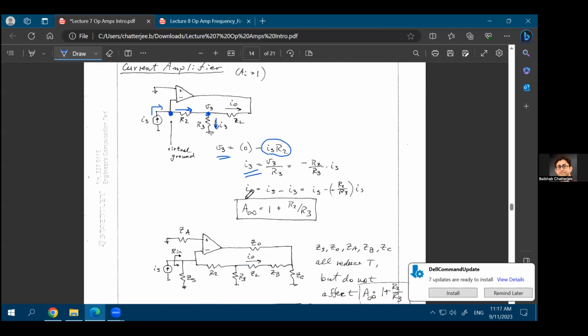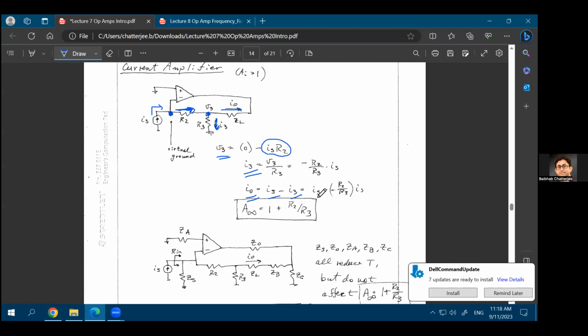What would be your I0 then? Because you already know that there was an IS current coming in. Some part of it is flowing to ground as I3 through this R3 resistance, but the rest of it is flowing through the ZL resistance. So what is the rest of that current? The rest of the current is I0, which is IS minus I3. Some current went through R3 to ground, but the rest of the current is flowing through ZL. What is that rest of the current? That is IS minus I3.